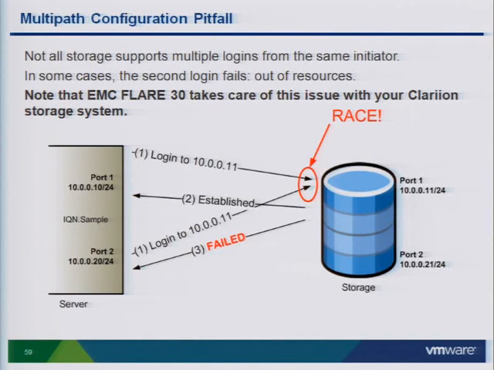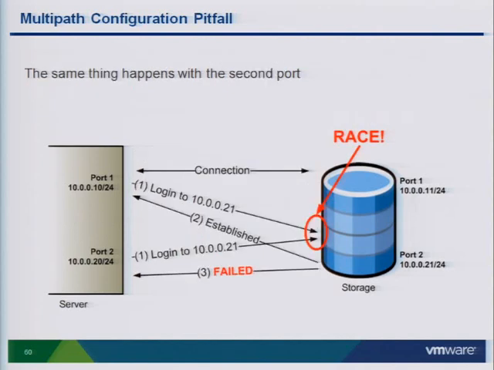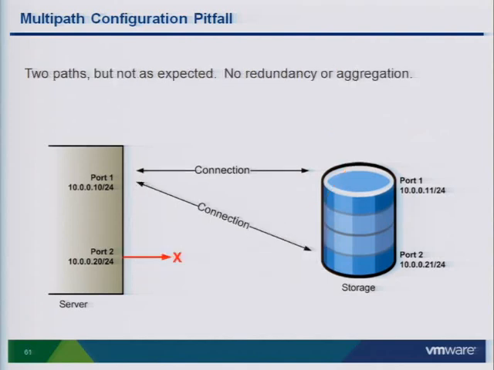So here's an example of what happens. You have a couple of ports on your ESX host. The first port logs into the first port on the storage. It gets established. The second port tries to log in as well, and it fails. If you look in your logs, you'll see a message that says connection failed out of resources. So you follow this logically. The same thing happens here, where you attempt to establish a connection to your storage on the second port, and the first one succeeds, the second one fails. So you do end up with multiple paths, but not really what you want.